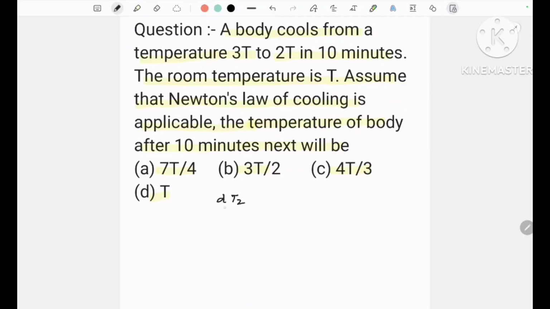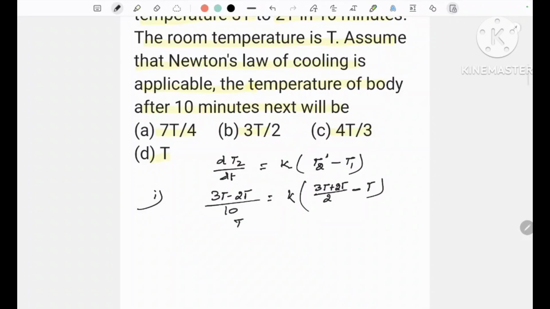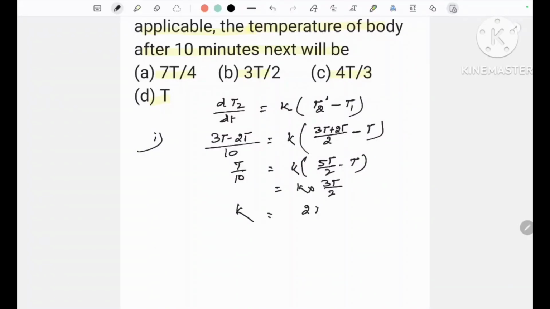According to Newton's law of cooling, dT by dt is equal to k (T2 dash minus T1). dT is the change in temperature, which in the first condition converted from 3T to 2T, and dt is the time taken, 10 minutes, is k, T2 dash is the average temperature of the body, (3T plus 2T) by 2, and T1 is room temperature, that is T. T by 10 is equal to k (5T by 2 minus T) is equal to k into 3T by 2, or k is equal to 2T by (10 into 3T), which is 1 by 15.